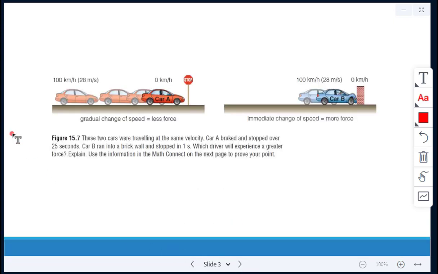Okay, so here we're looking at two figures. In this figure, the car is traveling at 100 kilometers per hour. It's a gradual change of speed to get to that stop sign, so therefore there's less force. Car A braked and stopped over 25 seconds to come to a complete stop. Car B, traveling at 100 kilometers per hour as well, ran into a brick wall and stopped in 1 second. So which driver will experience a greater force? It would be car B.